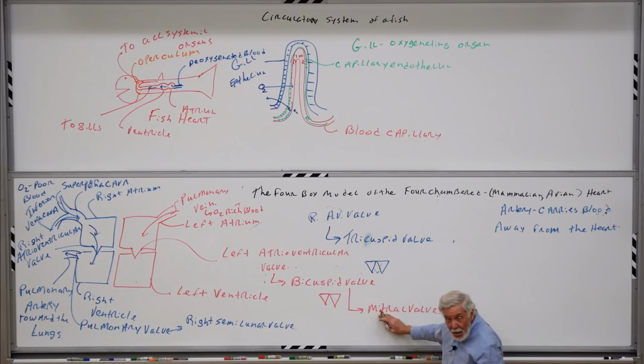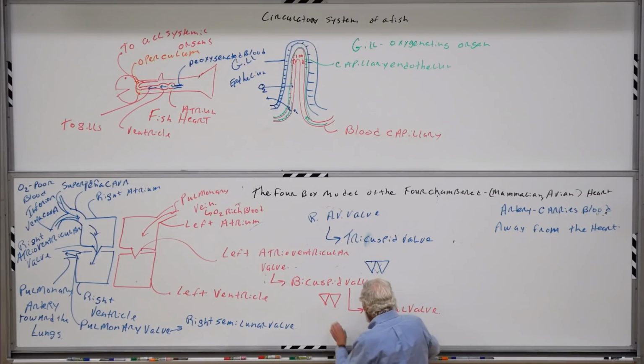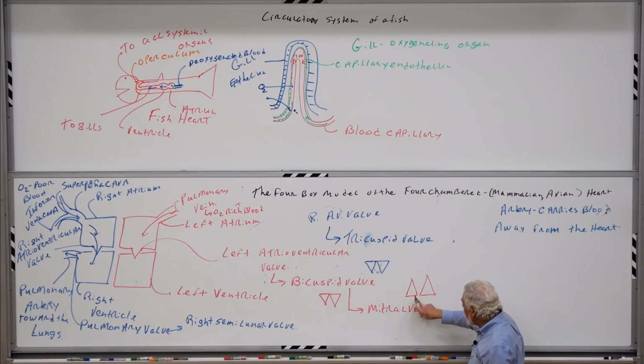And again, this name nomenclature dates back to the 1400s. And when they first looked at this, and they looked at the mitral valve, they saw the 2 leaves, these 2 triangles. And they said, there are 2 triangles here. This looks like a bishop's hat. And a bishop's hat is called a mitre.